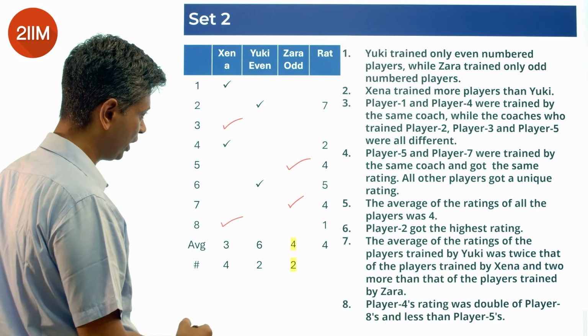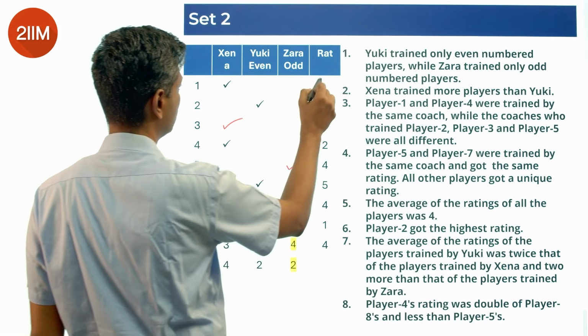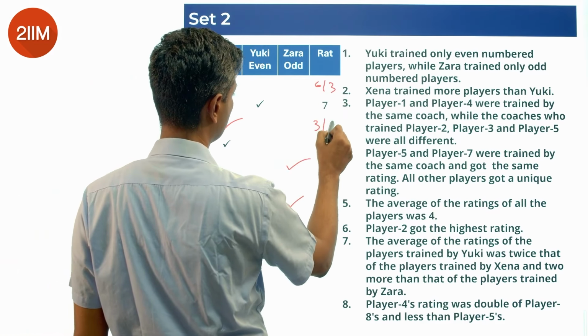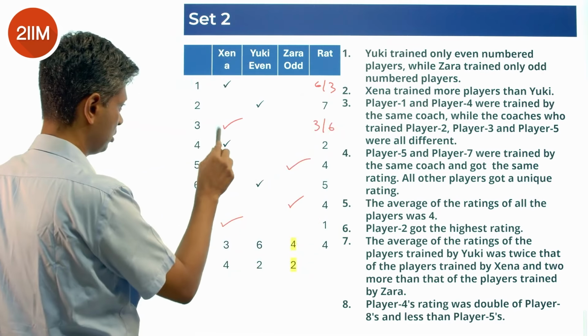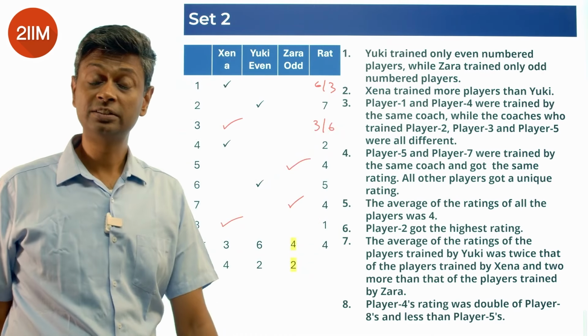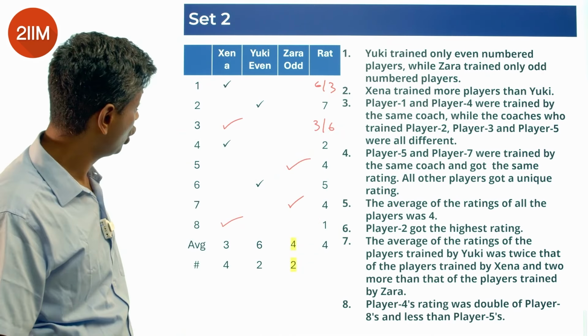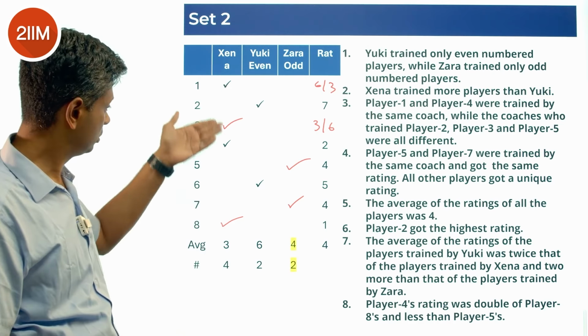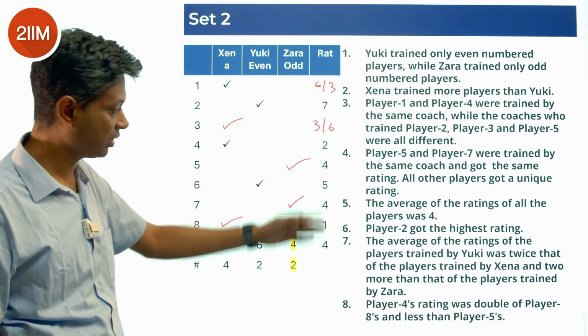The missing 2 ratings are 6 and 3. This is 6 or 3 or 3 or 6. 6 plus 3 is 9, plus 2 is 11, plus 1 is 12. Zena's rating should add up to 12. That is good. Yuki's rating should also add up to 12. Player 2 and player 6 with ratings 7 and 5 add up to 12.